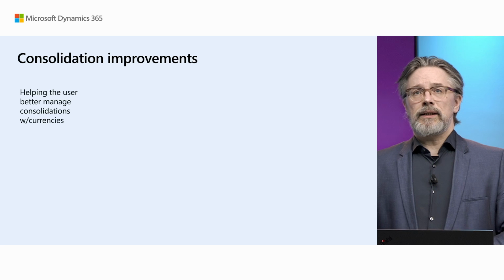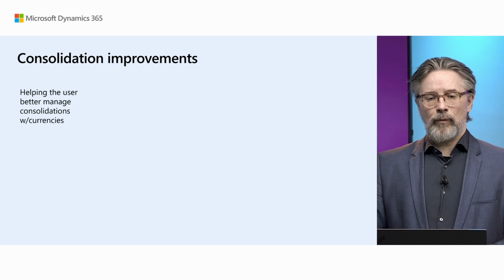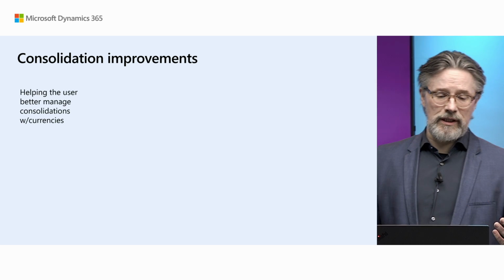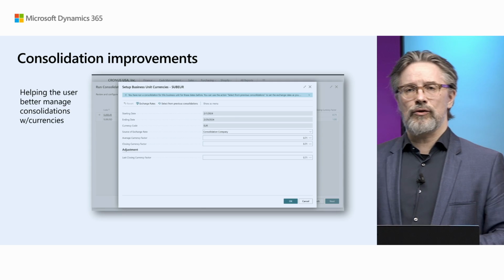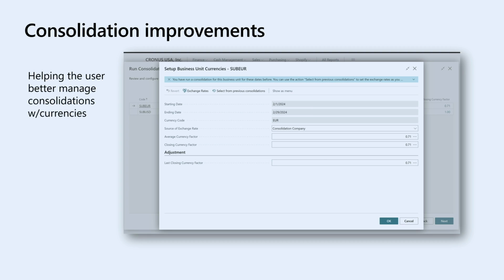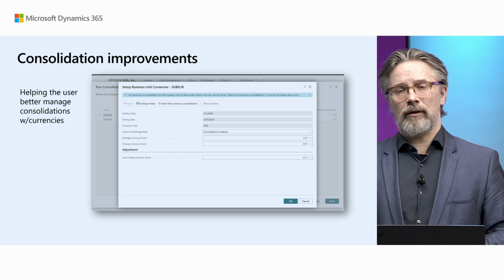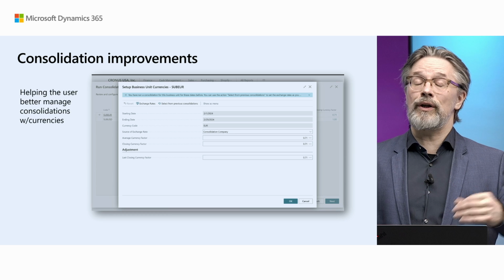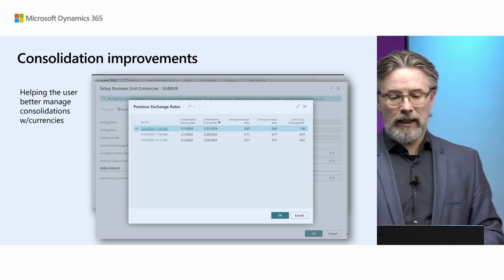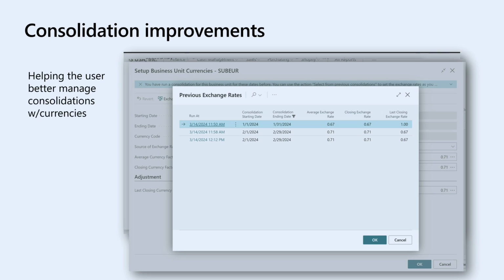Another improvement is the consolidation feature. We have helped the user manage currencies when you're doing consolidations. We have enabled the user, while they're in the process of doing consolidation, to look up the currency exchange rate, and if they're trying to recover from a mistake, they can also look up previous runs and pick rates from there. That is an important aspect of recovery from or rerunning previous periods in consolidation. And you'll be able to get a better overview of currencies while you're doing consolidation.